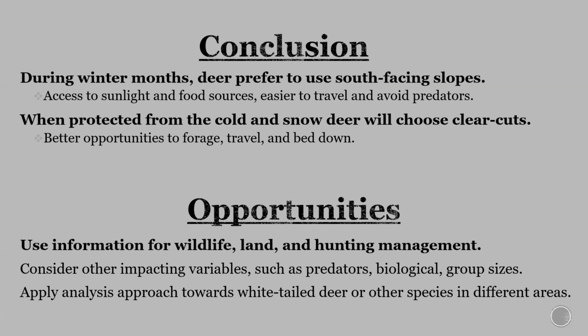So in conclusion, the best place to find deer during winter is in clear cuts on 20 to 52 degree south facing slopes. South facing slopes provide access to sunlight and food sources and make it easier to travel and avoid predators. We found when protected from cold and snow by those south-facing slopes, deer will choose clear cuts for better opportunities to forage seedlings, travel, and bed down.